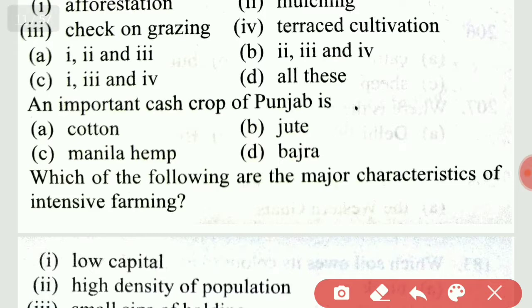Next question. An important cash crop of Punjab is, the right option is option A, cotton.